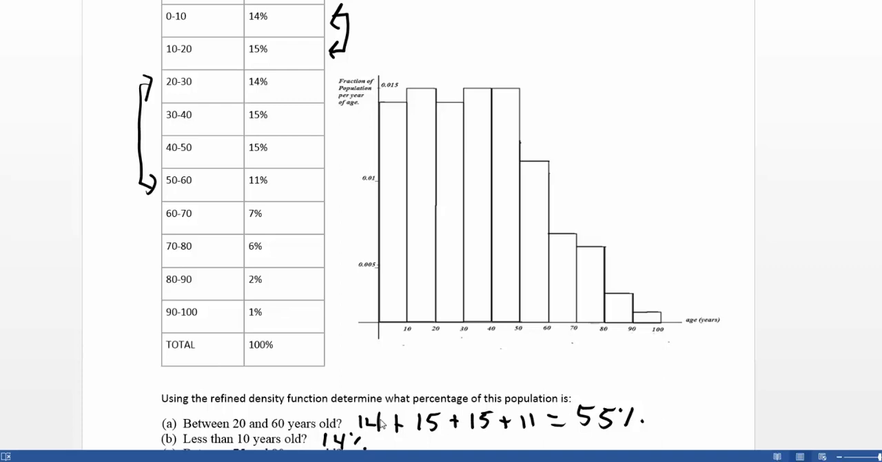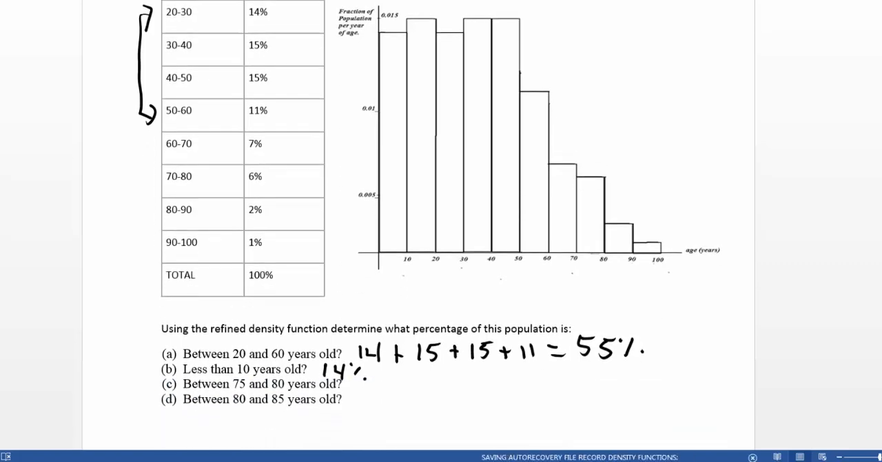Part C, again, wants to know what fraction of the population will be between 75 and 80 years old. So again, what we can do is we can go to 70 to 80, which includes the interval we're interested in. It's a 10-year span, but we're interested in 5 of those years. 75 to 80 is 5 years out of 10, so we can take that 6% and multiply by 1/2, or 5 over 10. So that's going to give us an approximation of 3% here. In example 1, we got 3.25%. So we've actually made our approximation better because our interval is smaller.